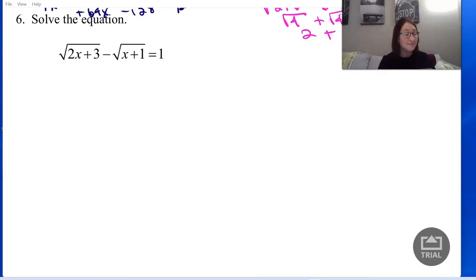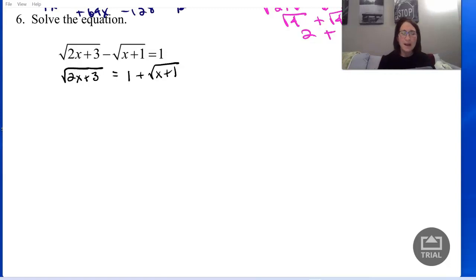All right. These are not easy, and so I don't mind doing one more example. Actually, what I would encourage you to do is hit pause, try this one on your own, and then come back and follow me. See if we get the same answer. So first thing I'm going to do is bring the square root of x plus 1 to the other side. So I get the square root of 2x plus 3 equals 1 plus the square root of x plus 1.